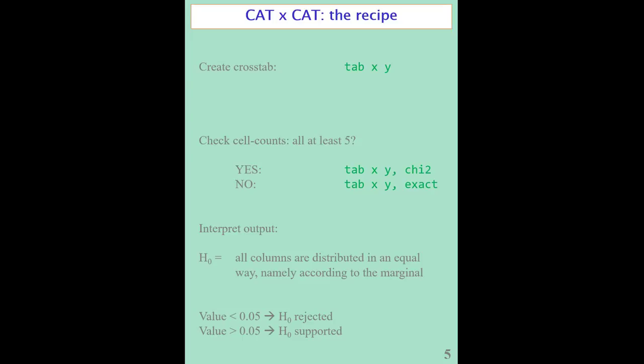Then you get a value that is either above or below 0.05, and depending on what you get there, you either reject or you support that H0. So that's basically the thing that you need to do. It takes a longer while to explain why this is what you need to do and what is exactly happening behind the scenes, but this is basically it.